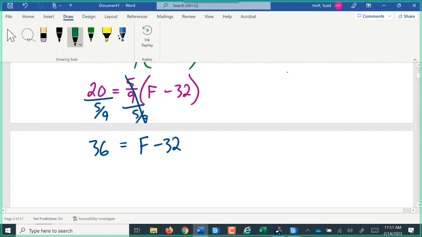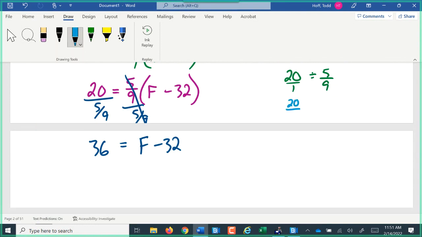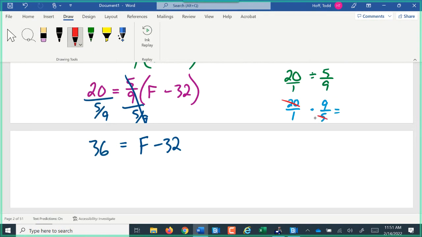For those of you wondering how 20 divided by 5/9 gives us 36, remember that's 20 over 1, and we convert the division to times 9 over 5. The 20 over 1 doesn't change. Now I can cross cancel to reduce. 20 and 5 both divide by 5, giving me 4 and 1. Of course, 4 times 9 is 36, and 1 times 1 is 1, giving us the 36.